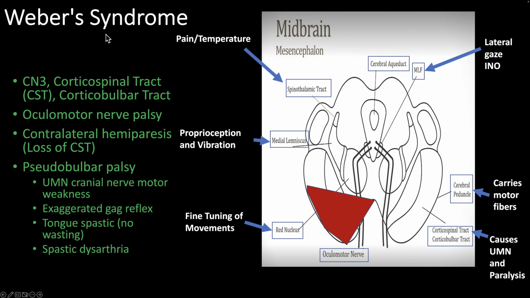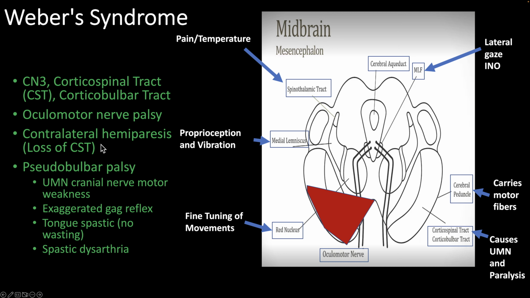Then Weber syndrome. You can see it's a little bit down here, so you can look on the other side and see what's affected. I tell you here, cranial nerve number 3 and also the corticospinal tract, CST. Then you have the corticobulbar tracts. Again, cranial nerve 3, oculomotor nerve palsy, down and out, dilated pupil. You're going to get contralateral hemiparesis because you get loss of the corticospinal tract. Again, contralateral because we're above the decussation of the medulla, so obviously it's going to be the opposite side.